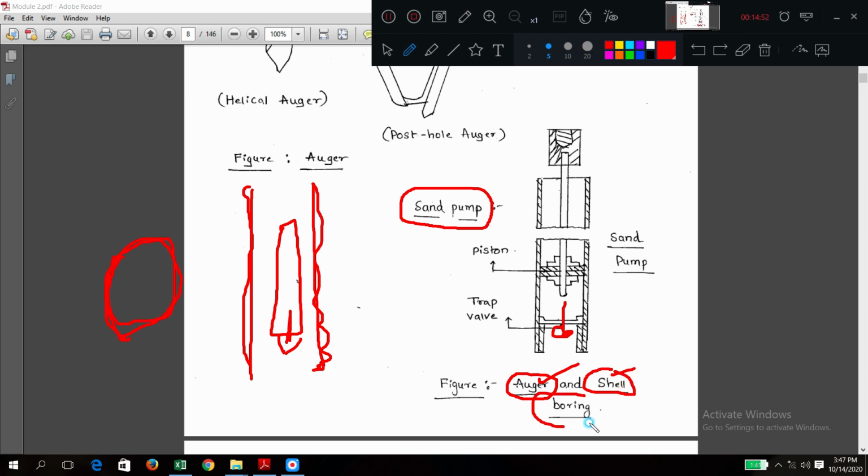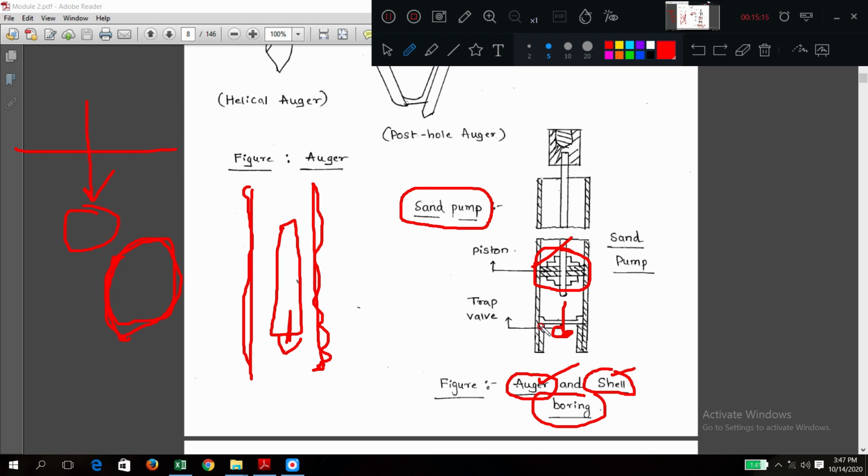Auger and shell boring. Boring, by the word we have seen, means some instrument is going inside the earth surface and getting the samples. So we have some pistons here. All these are mechanical components. Nothing much detail we should study here. Try to understand the mechanism. Some piston arrangement is there, some trap wall is there.